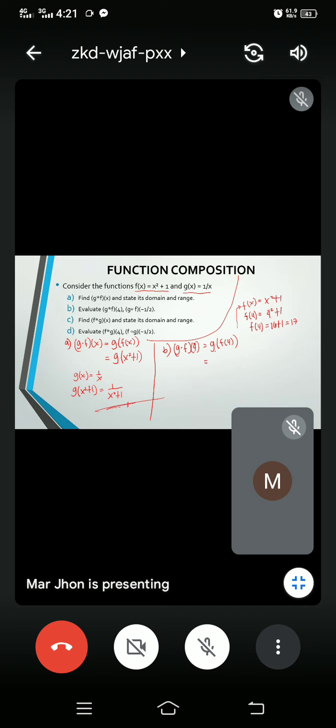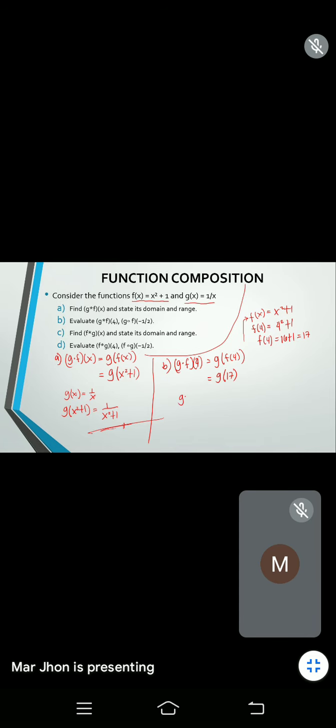You have G of 17. Then G of X is equal to 1 over X, which is equal to 1 over 17.